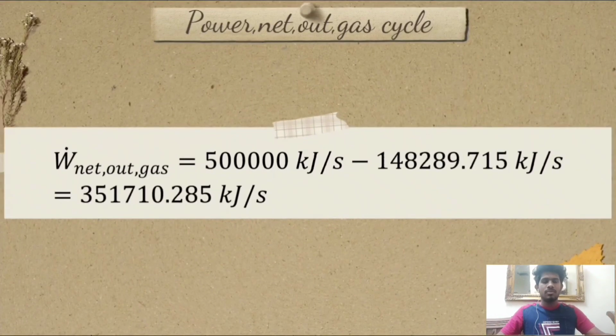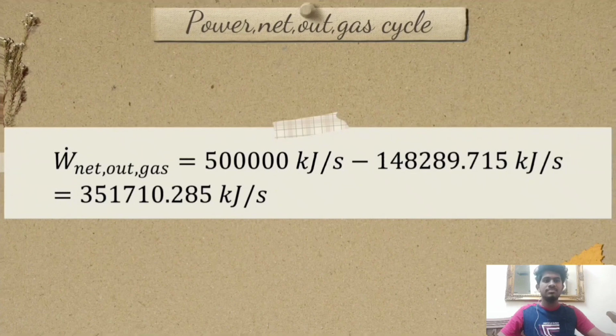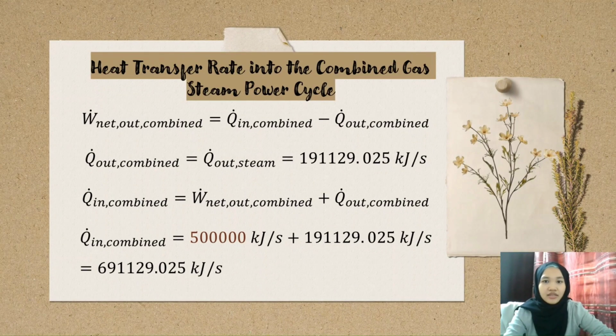The net power out from the gas cycle is 351 megawatt, as it can be calculated by finding the difference between the net power out of the combined cycle and the net power out of the steam cycle. Next, the heat transfer rate into the combined gas steam power cycle is 691 megawatt. It can be calculated by summing up the net power produced from the combined power cycle and the heat transfer rate out of the combined power cycle, and then we got 691 megawatt.